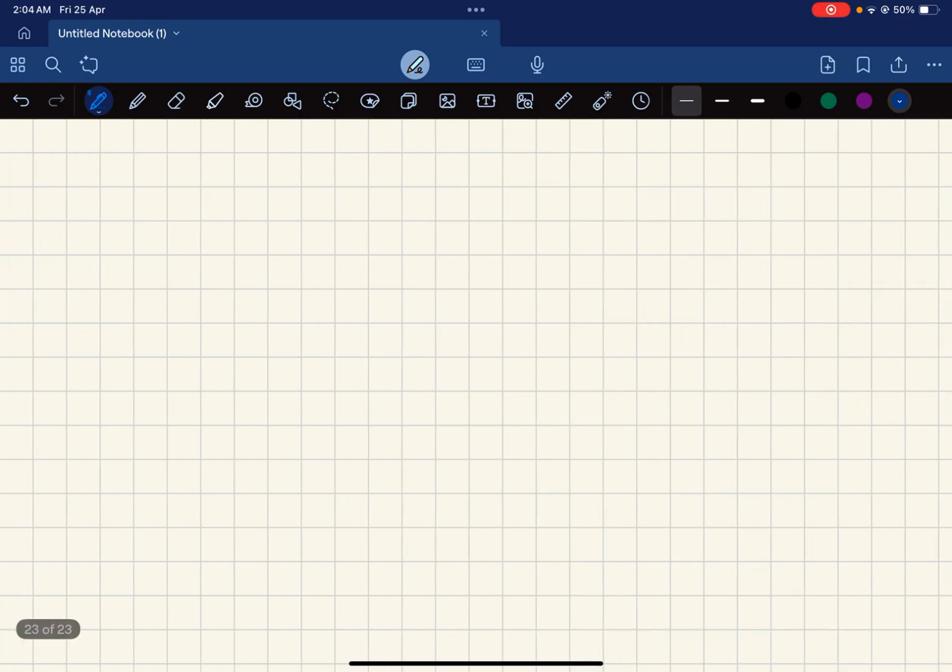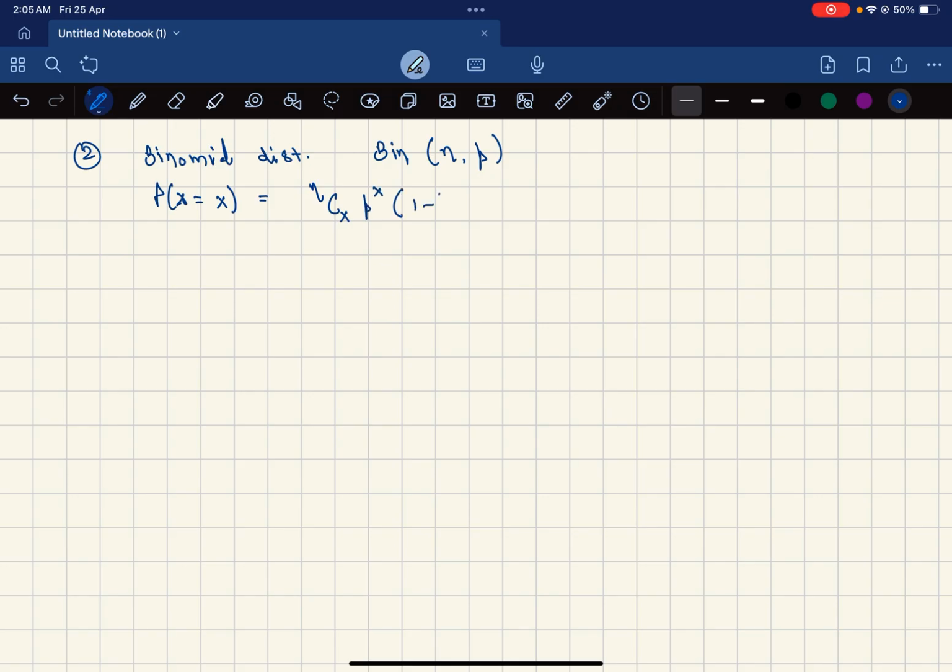Now going ahead, we would be deriving the same for a binomial distribution. Now let us say we have a binomial distribution with parameters n and p, and we already know the probability mass function from our previous sessions for binomial distribution is given as nCx p raised to power x, 1 minus p raised to power n minus x.